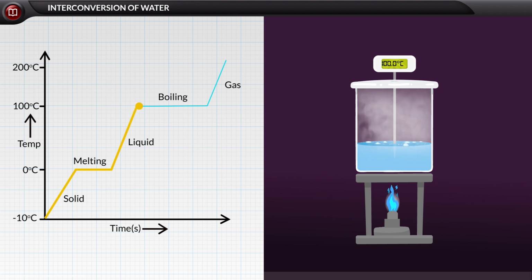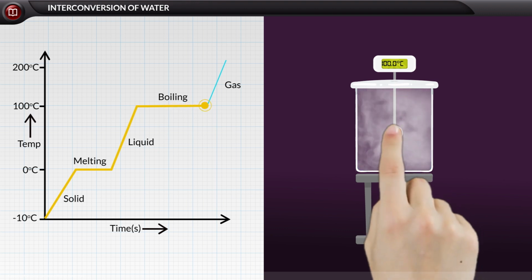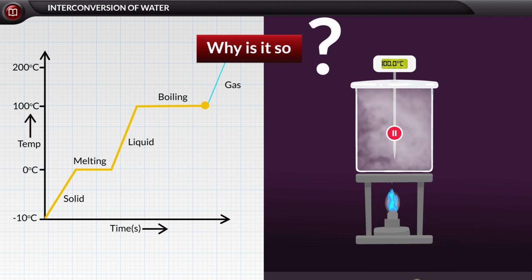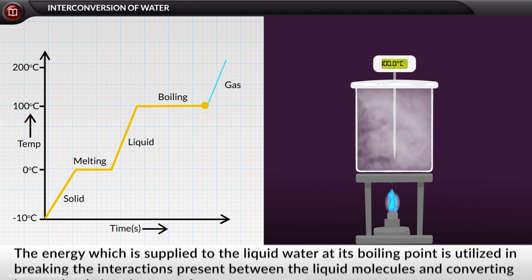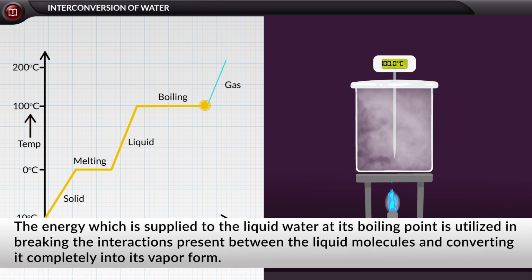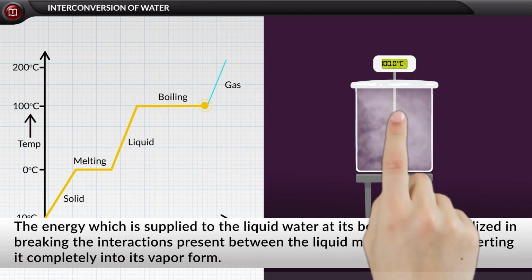When the temperature of the water reaches its boiling point, the temperature stops rising till the complete liquid water in the container turns to water vapor. Why is it so? The reason is the same as that for melting point. The energy which is supplied to the liquid water at its boiling point is utilized in breaking the interactions present between the liquid molecules and converting it completely into its vapor form.